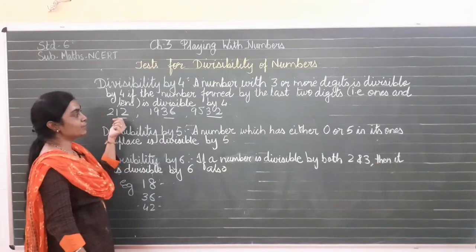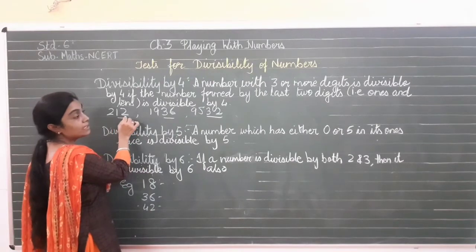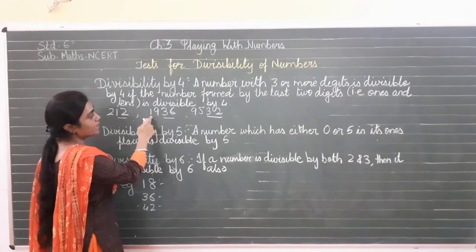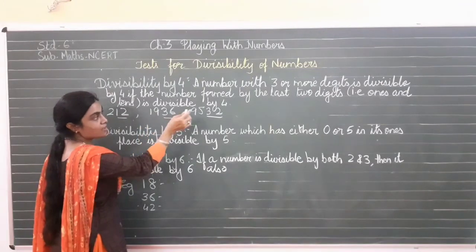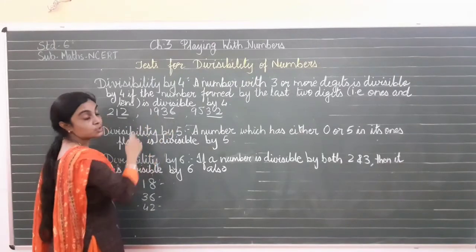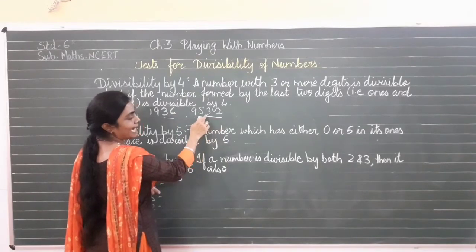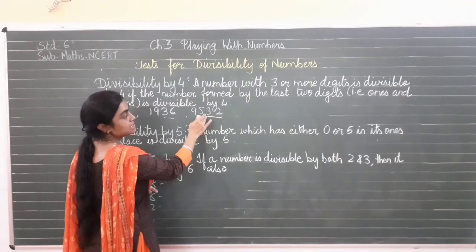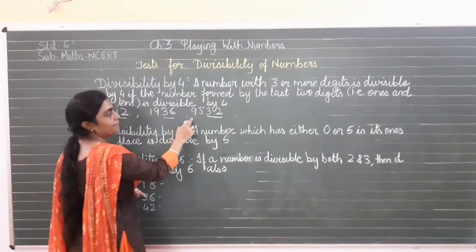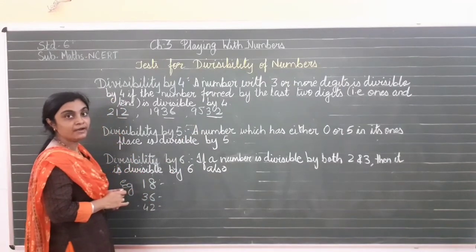First, 212. Last 2 digits at ones and tens place are 1 and 2. So 12 is divisible by 4. Second example, 1936. 36 also comes in the table of 4. So 1936 is also divisible by 4. 9532. At ones and tens place, the number is 3 and 2. And 32 comes in the table of 4. So the complete number 9532 is divisible by 4.